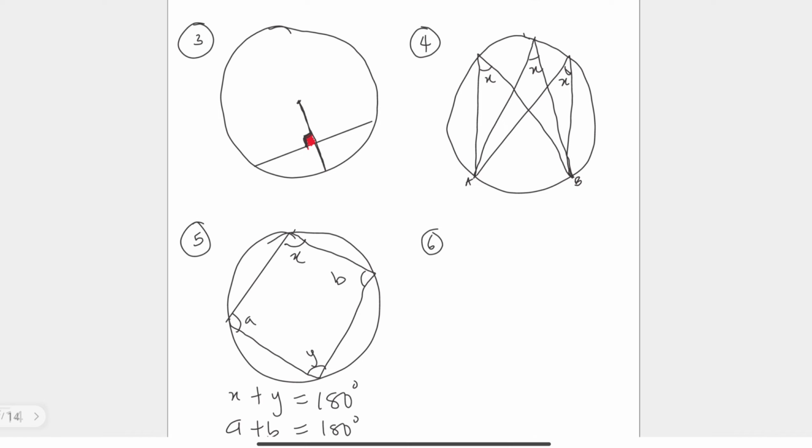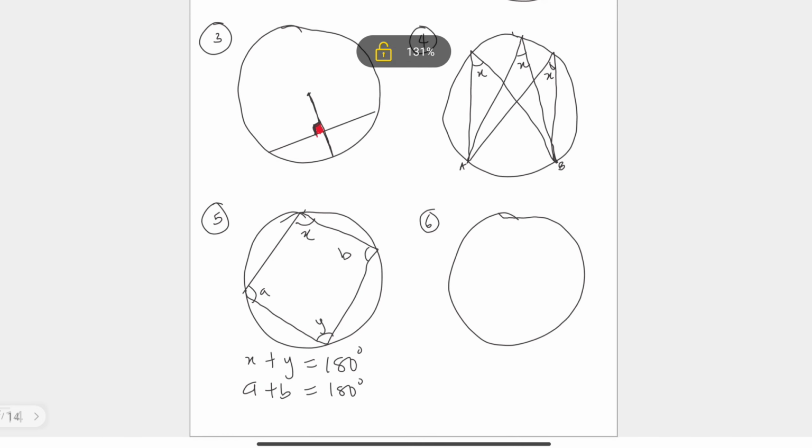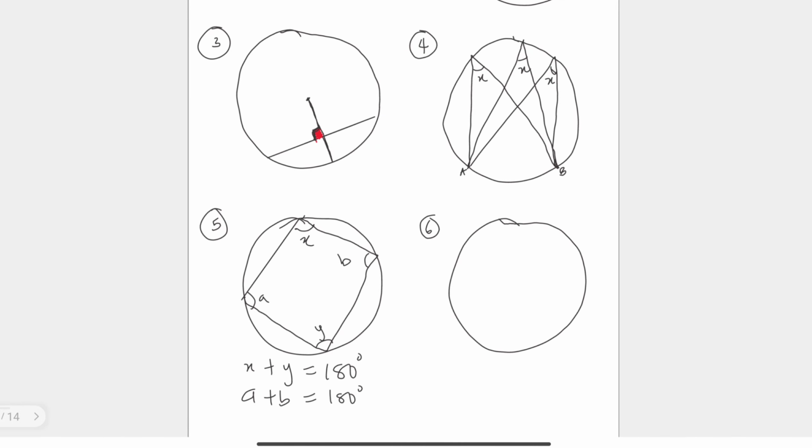Rule number 6. Imagine we have a circle and we have a triangle inside the circle, and we have a tangent as well. Opposite angles to the tangent are equal, so if this is angle A, then this is also A, and if this is angle B, then this is also angle B.